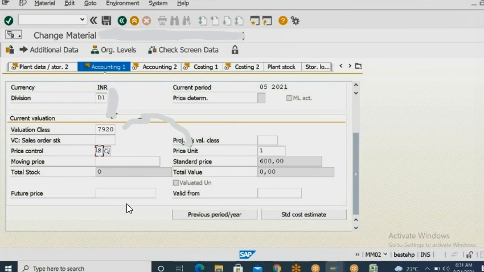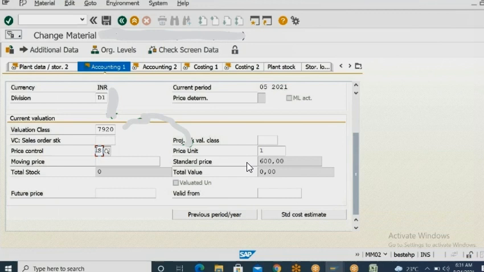Next we have price control. This field controls whether the cost of the product is standard cost or moving cost. Standard cost means fixed cost, moving cost means it will fluctuate. For all the finished goods, we maintain price control as standard. For all trading goods, we maintain price control as V. If the price control is S, then we maintain cost in the standard price field. And if the price control is V, then we maintain cost in the moving price field.